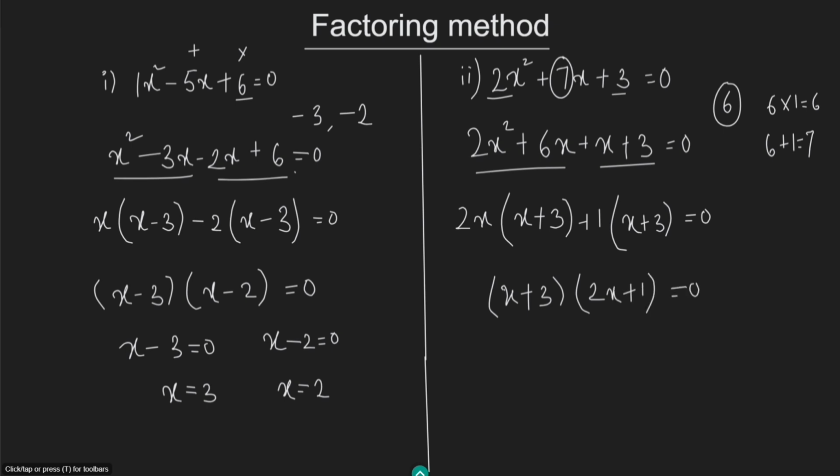Again using the zero product rule here, x plus 3 will be equal to 0 or 2x plus 1 equal to 0. So when x plus 3 equals 0, x will be equal to negative 3, and 2x plus 1 equal to 0, x will be equal to a negative half. Hence these are the 2 solutions of this quadratic equation. We are done with the factoring method.